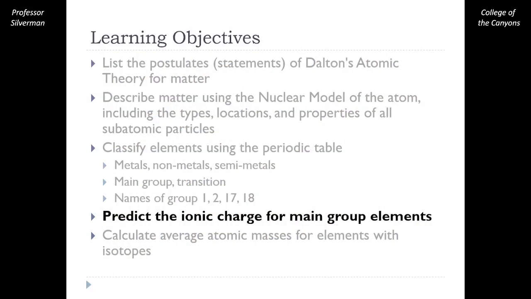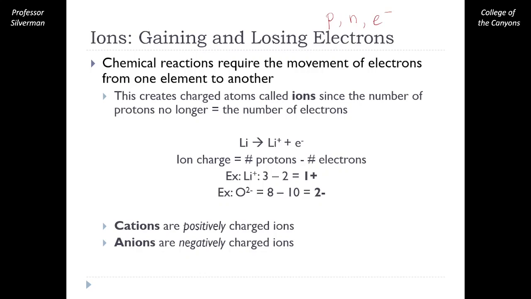Welcome in. In this video, our learning objective is to predict the ionic charge for our main group elements whenever they exist as ions. We know from our previous videos that our atoms exist as a combination of protons, neutrons, and electrons. Last time we talked about what happens when our protons change. Now we're going to focus on our electrons. What happens if we change the number of electrons in our atom?